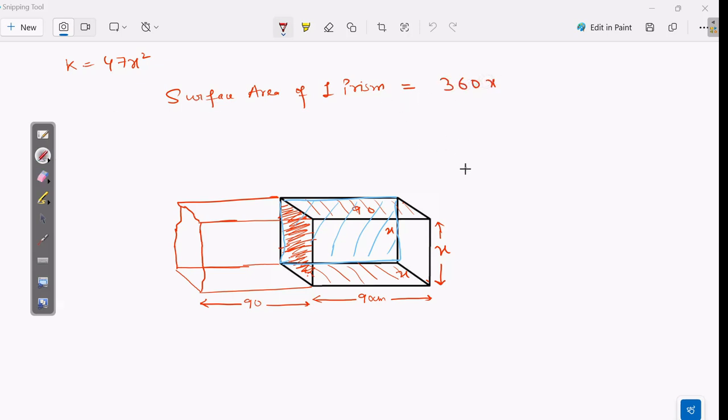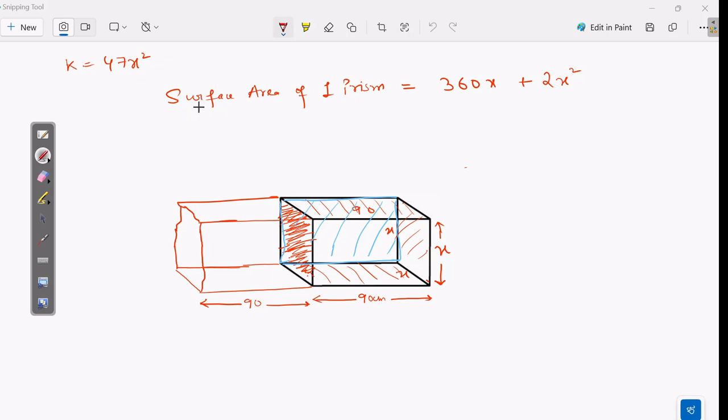And then the area of this surface and this surface. Now we are talking about the surface area of one prism, so that's why we are considering all the surfaces. So the left one and the right one will be how much? This one and this one. Plus 2x squared? Yes, 2x squared.